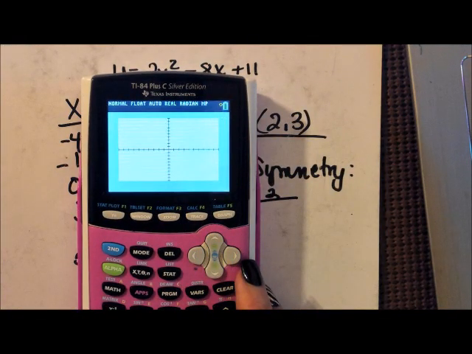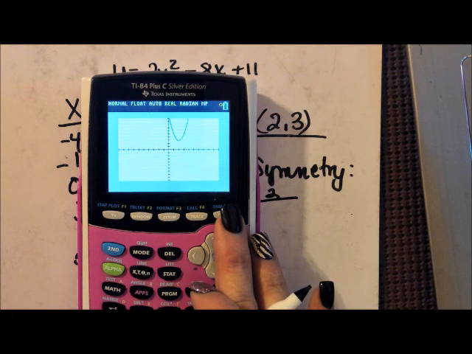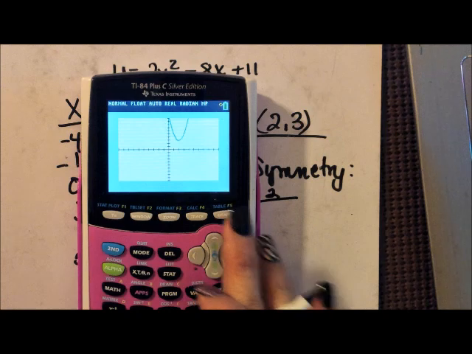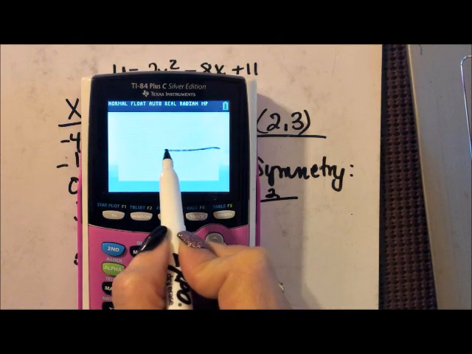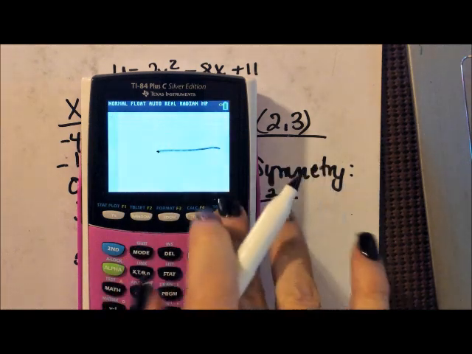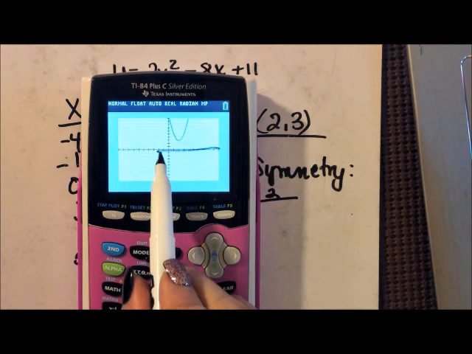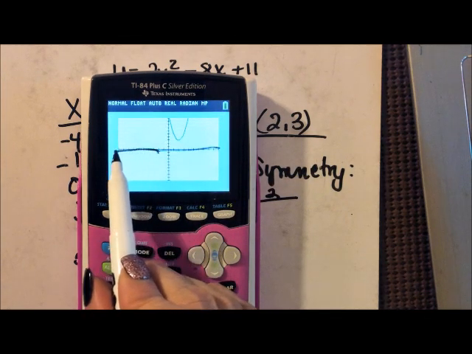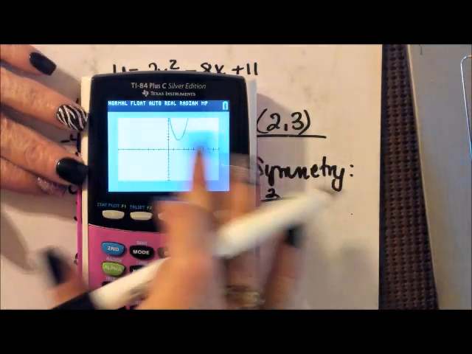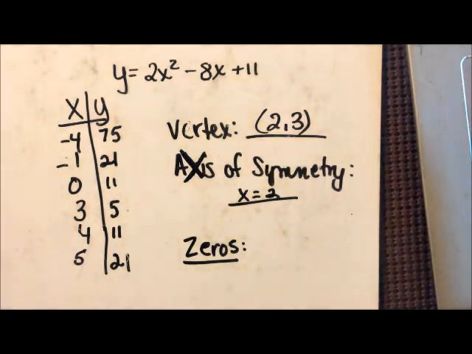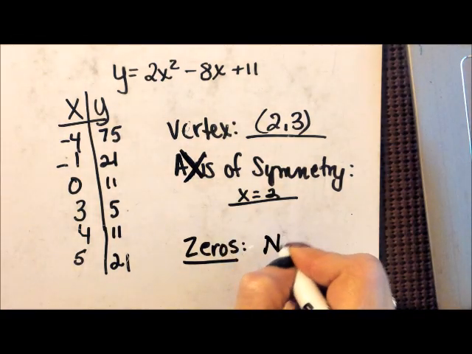The zeros. Let's see, I don't know if we're going to be able to see those. So let's plug it in and let's see. All I did was hit graph. Oh, okay, I can see the zeros. The zeros are where you cross this line. I don't cross it at all. If I don't cross it, then there are no zeros. So there are none.